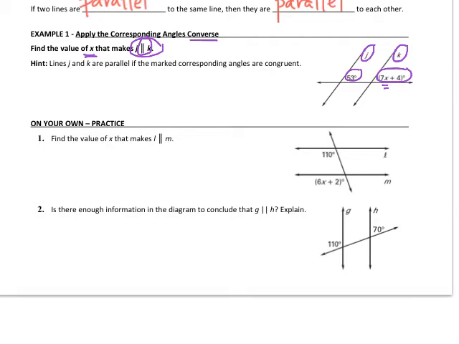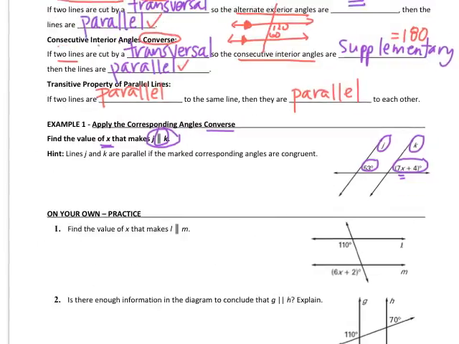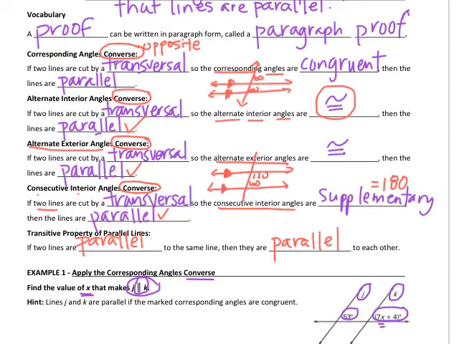Remember what the corresponding angles converse says. It says if two lines are cut by a transversal so that the corresponding angles are congruent, okay? So we have to make the two angles congruent by solving for x, and then we can say that those lines are parallel.